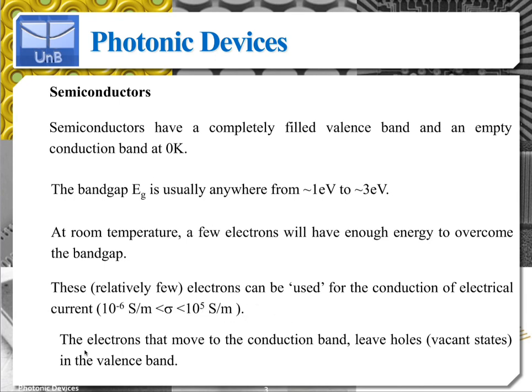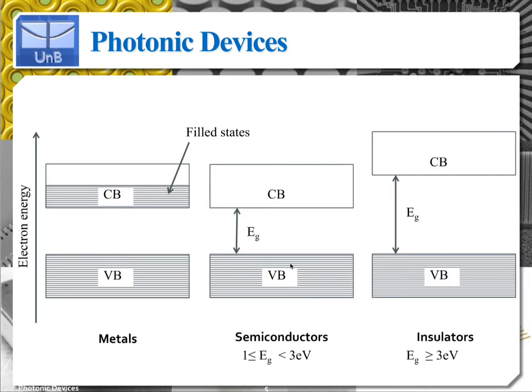The electrons that move to the conduction band leave behind holes or vacant states in the valence band. So this is another important piece of information right here. If at 0 K you have this band completely occupied and this band completely empty, and you raise the energy to room temperature, a few electrons are going to move up here. But they're going to leave behind the states that they occupied before in the valence band empty. And these unoccupied states correspond to what we call holes.